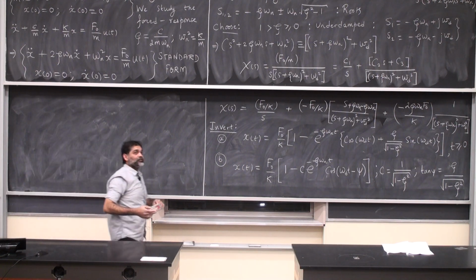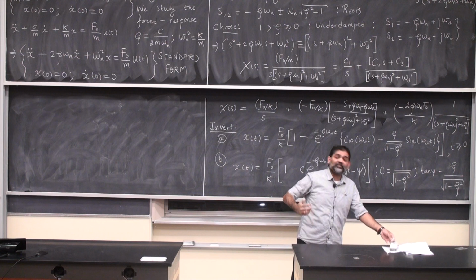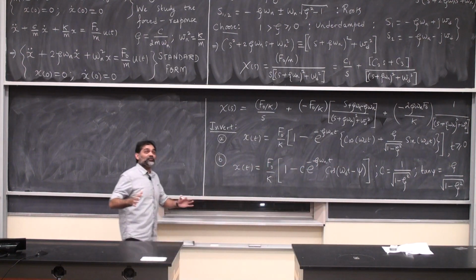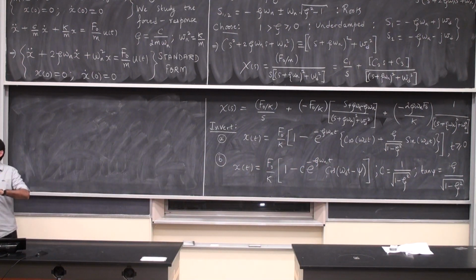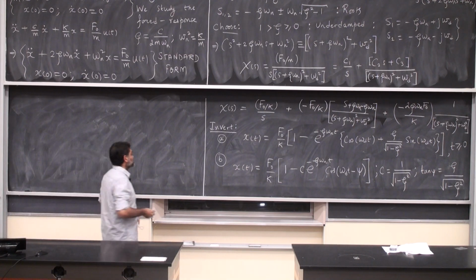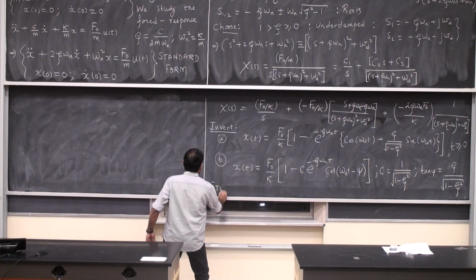What are these two things called? They're called the step response of a second order system. They are the same things. They're not any different. I just manipulated the first one to get the second one. I manipulated A to get B. Okay, so these are the step response.